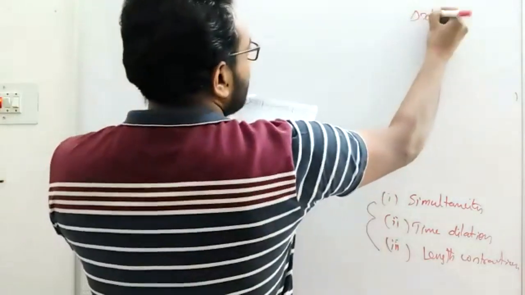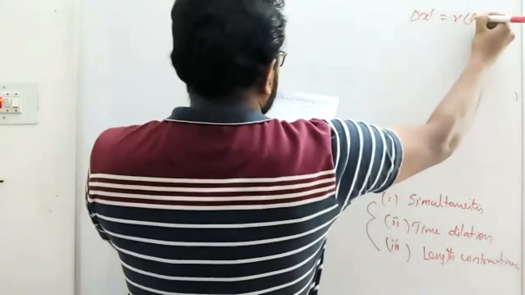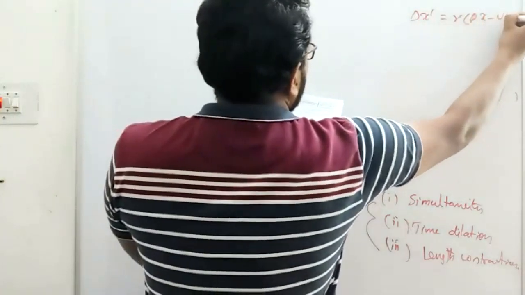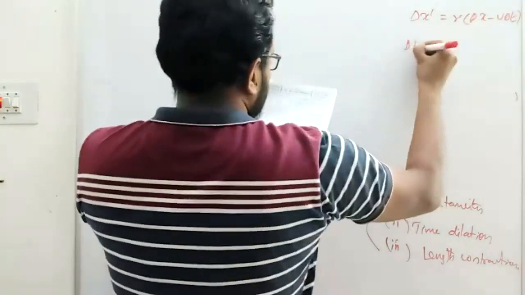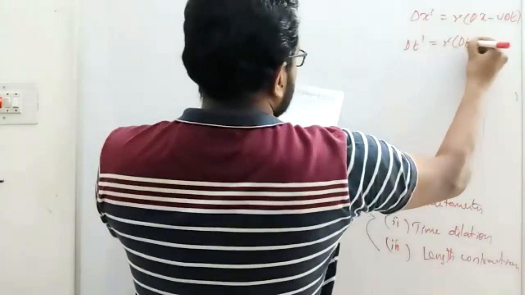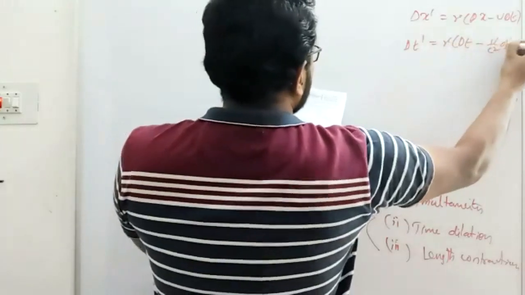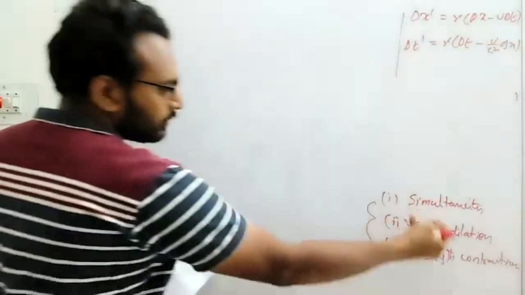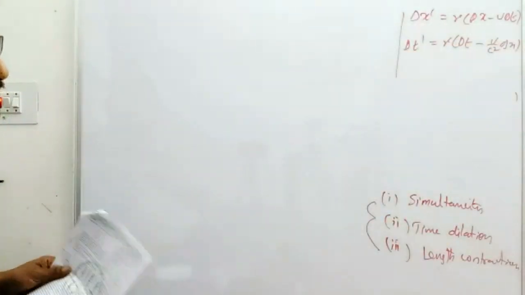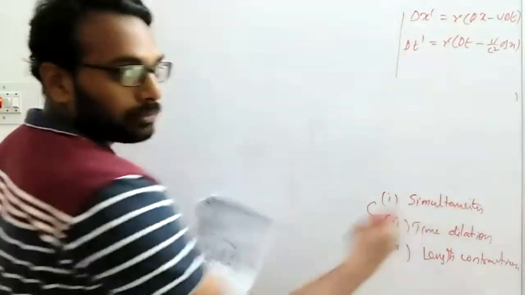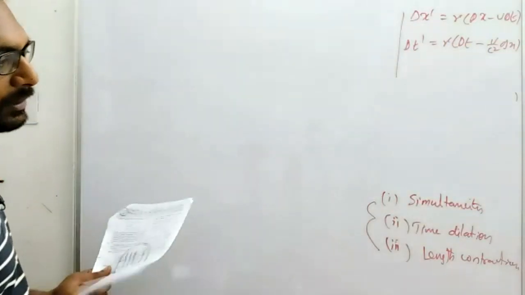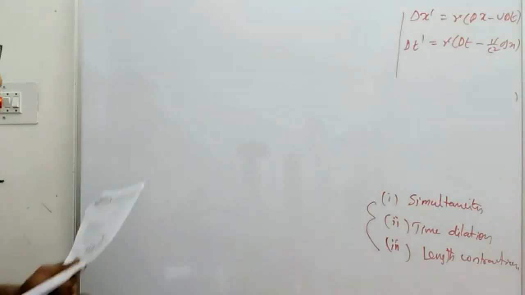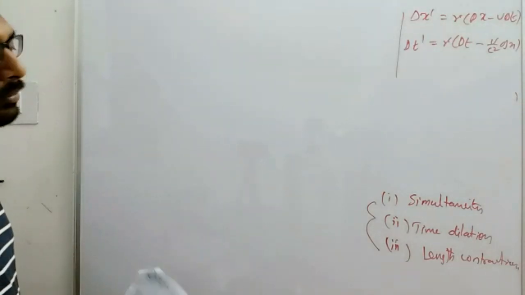Again, delta x. Again, delta t prime is equal to gamma times delta t minus v by c square delta x. Okay, so let's do a problem. This we'll see, and there are problems on all these things. We'll do problems, and after doing this, we'll go into a geometrical formulation of special theory of relativity known as Minkowski space. There are problems being asked even from there.